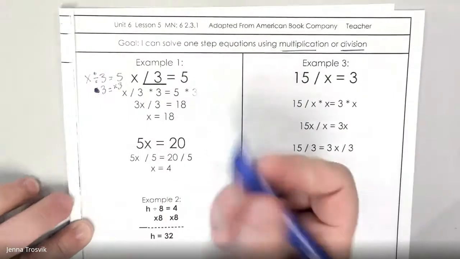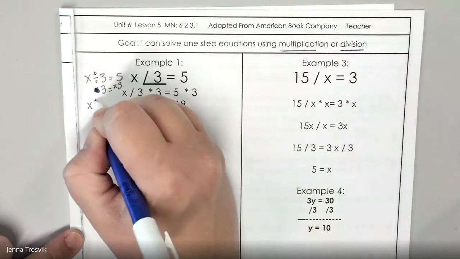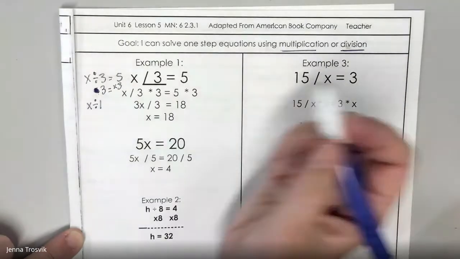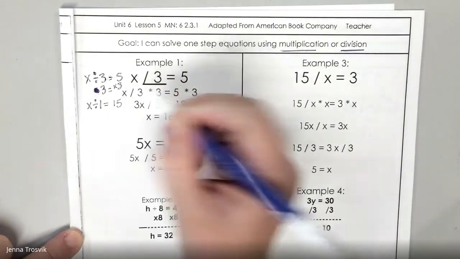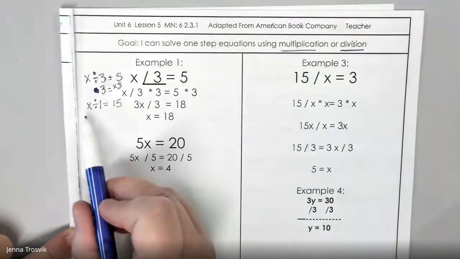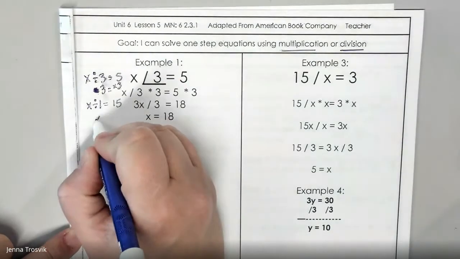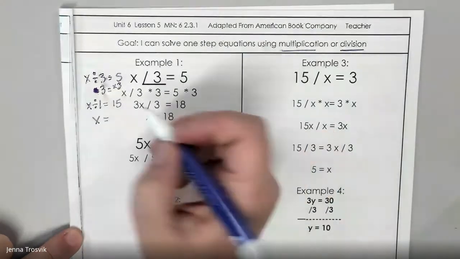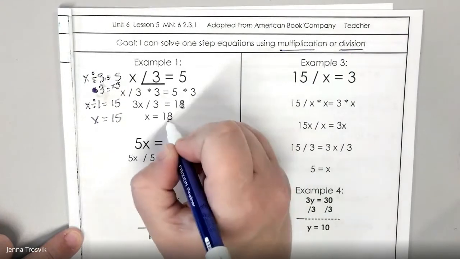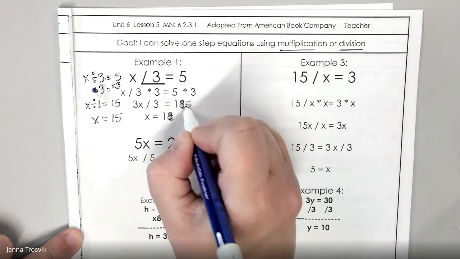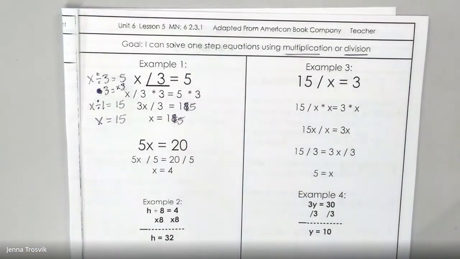So 3 times 3, 3 divided by 3 is 1. So it leaves me with x divided by 1 on this side of my equation. And it leaves me with 5 times 3 on this side, which equals 15. Now, x divided by 1, any number divided by 1 is going to give me that number. So realistically, x equals 15. There is a typo on this. This is not correct. This should be 15. Sorry, guys. Hopefully we have it fixed on your packets. Mine is a little wonky.